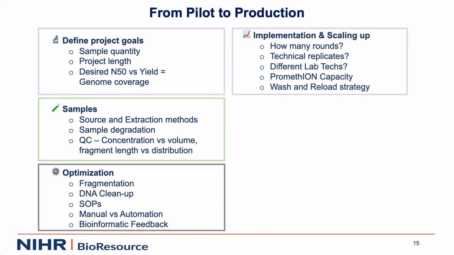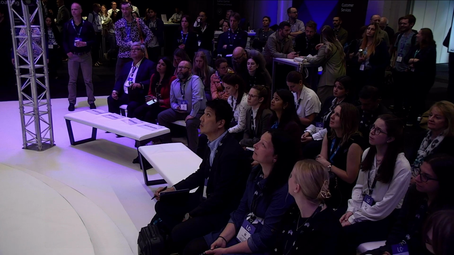And next, we went to the implementation phase, and this had us deciding how many rounds of implementation we're looking to carry out, how many technical replicates to include in this round, and also we had different lab techs doing these implementation phases to introduce biases and also to account for biases during sequencing. We also looked at the PromethION capacity and also wash and reload strategy to further stretch our resources without compromising on data quality.